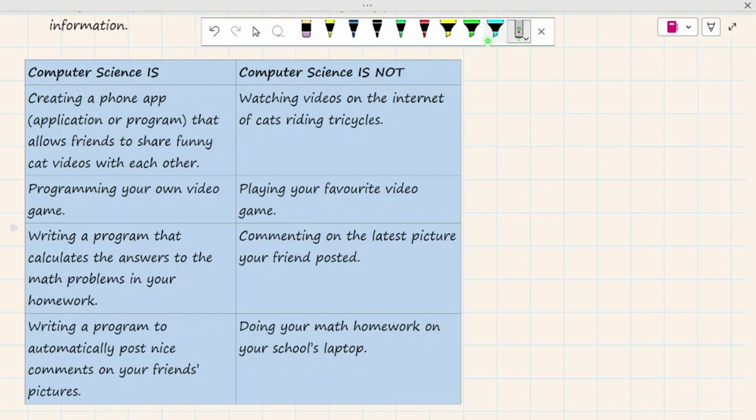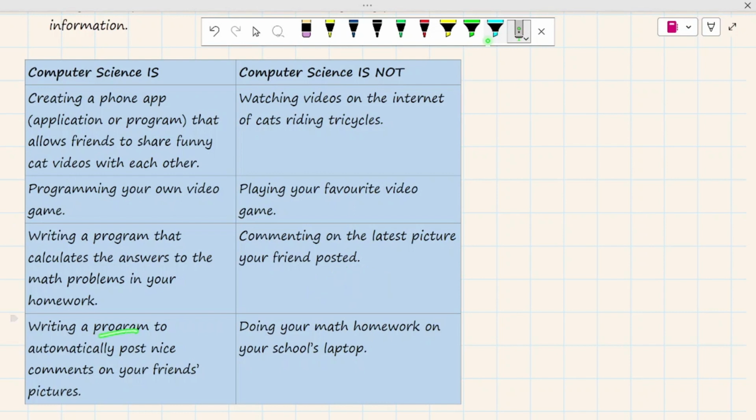Writing a program for a video game is. And then coming to the next part, a program that calculates the answer to math problems. What does it mean? You have developed a system that can see the question and solve a problem, and this can be called computer science. But if you are uploading your photo on the system, like on Facebook, it is not computer science. Like using Facebook, I have said earlier, that is not computer science.